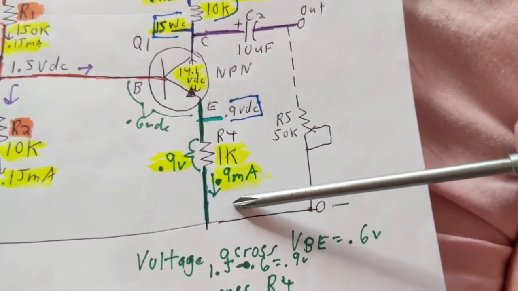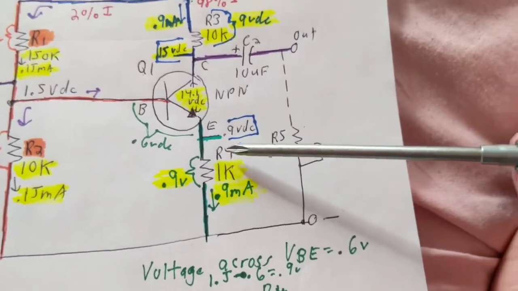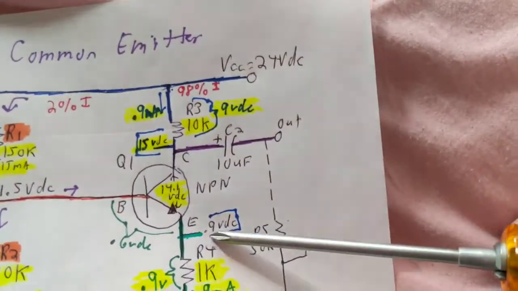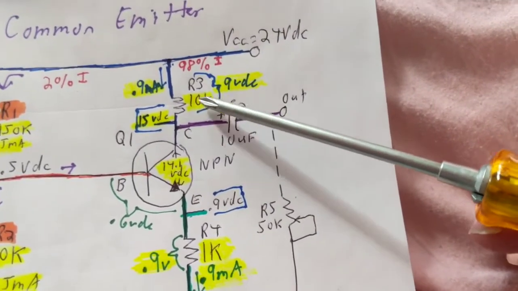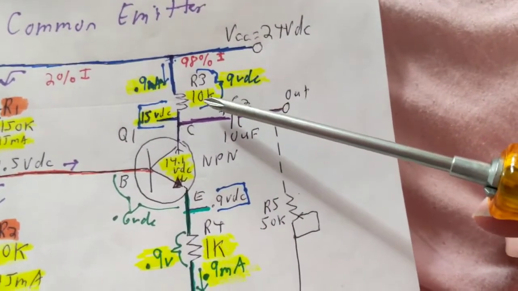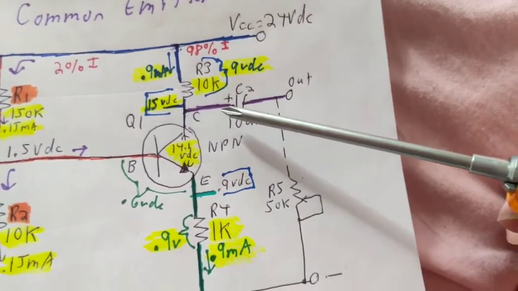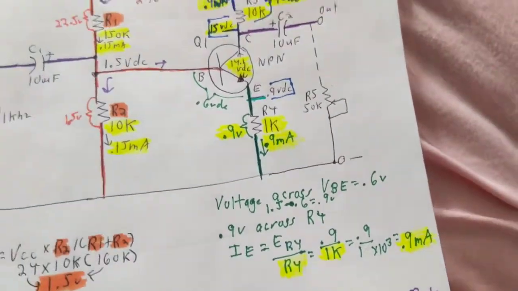We know that this will be 0.9 because we lose 0.6. So right away, 0.9 volts should be over here. If this is 0.9, then we can also figure out the current, and then the current goes through here also, and we lose 9 volts. Once we lose 9 volts, that's it. We know we have 15 volts here. That's the quick way to figure it out.